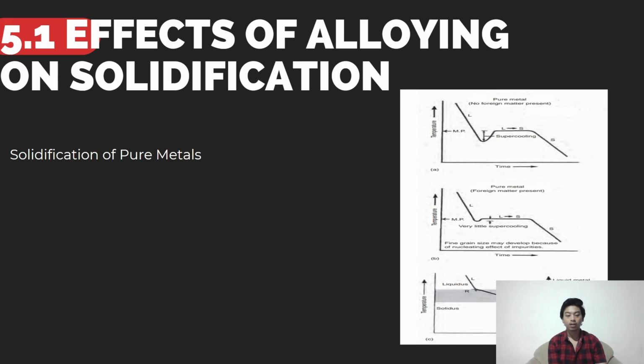Effect of alloying on solidification. The solidification of alloy is a complex process. It is most easily understood by examining how the solidification characteristics of alloy differ from those of pure metals. This topic is discussed at length in chapter 2 and briefly expanded in this section.